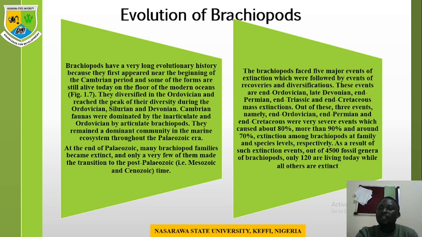Out of these, three events, namely the end Ordovician, the end Permian, and the end Cretaceous, were very severe events which caused about 80%, more than 90%, and around 70% extinction among brachiopods at family and species levels, respectively. So, as a result of such extinction events, out of 4,500 fossil genera of brachiopods, only 120 are living today, while all others have gone extinct.